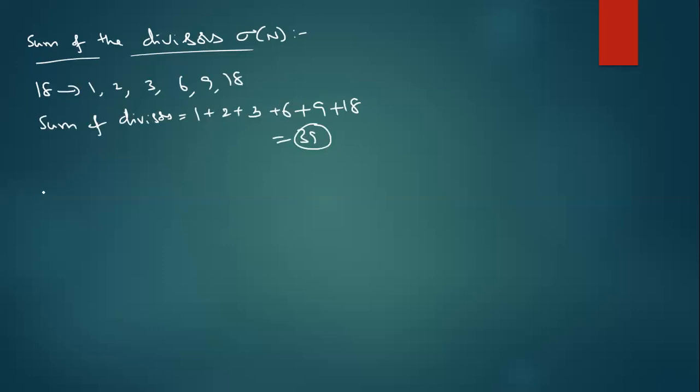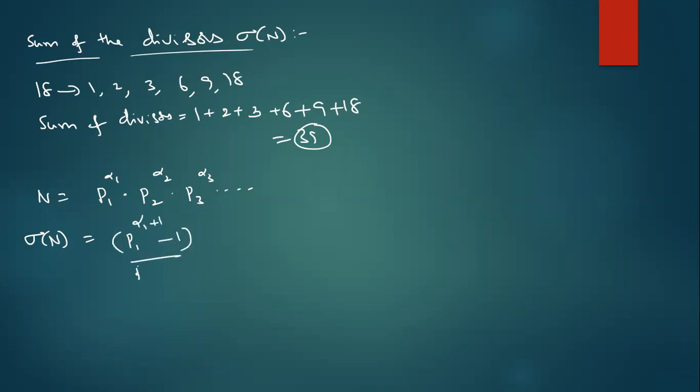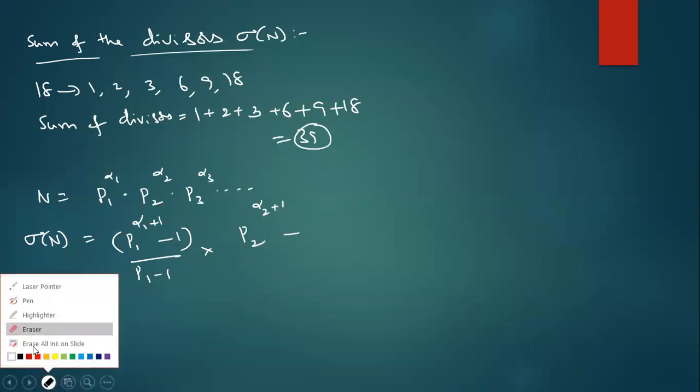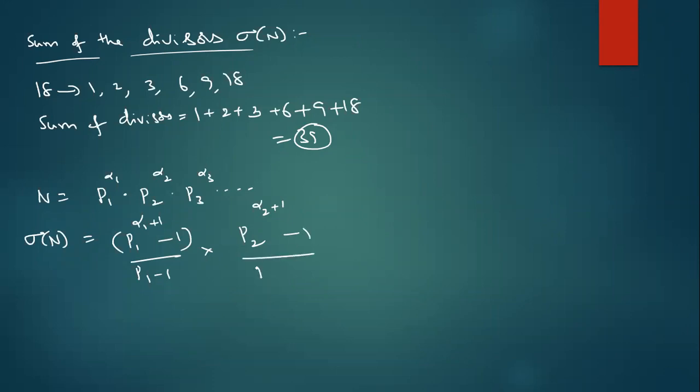Complicated. That's why we are using a formula. What is the formula? As usual, write n as p1 power alpha 1, p2 power alpha 2, p3 power alpha 3, and so on. Then sigma of n means: p1 power alpha 1 plus 1, minus 1, by p1 minus 1, into p2 power alpha 2 plus 1, minus 1, by p2 minus 1, and so on.